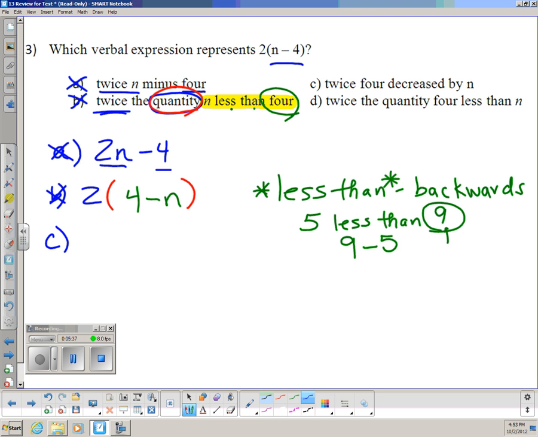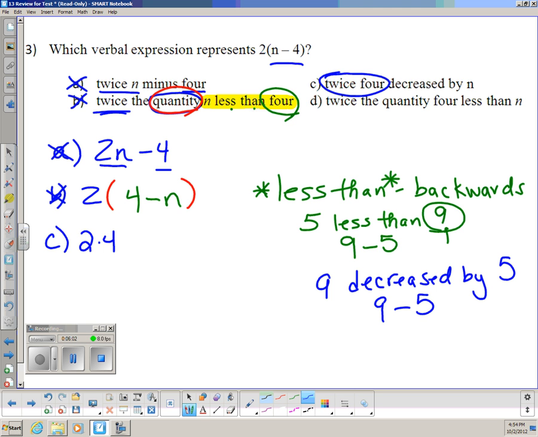C, twice 4 decreased by n. Well, twice 4 is 2 times 4. But then I'm decreasing it by n. If I decrease, so for example, if I said 9 decreased by 5, that would just be a plain old 9 minus 5. So decreased by gets translated in the order that you read it in. So I'm going to decrease this by n. Clearly not the answer.